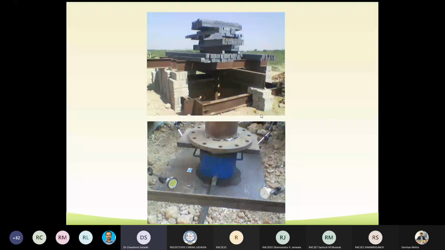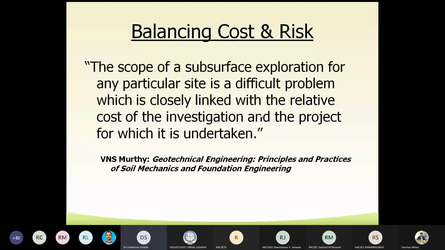Now we can discuss what we do in the field whenever you have to go for a geotechnical investigation. What are the basic things we do in a geotechnical investigation? V.N.S. Murthy, in his textbook, has mentioned that you need to balance cost and risk. The scope of a subsurface exploration for any particular site is a difficult problem which is closely linked with the relative cost of investigation and the project for which it is undertaken. This indicates that as far as soil investigation is concerned, you may not spend too much for ordinary buildings, low-rise buildings or unimportant buildings.